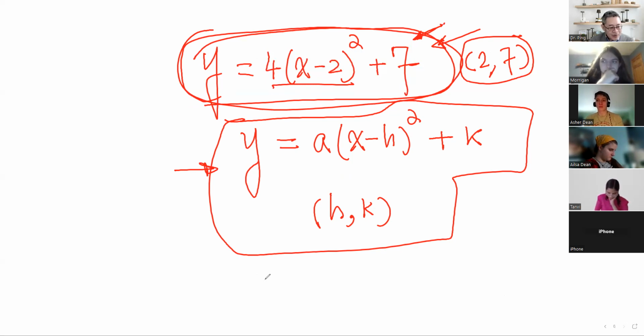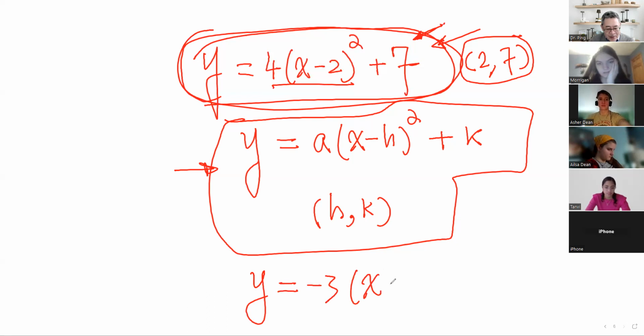Okay, I'm going to do another one. y is equal to negative 3 times (x minus 7) squared minus 2. Let's see what you got there.